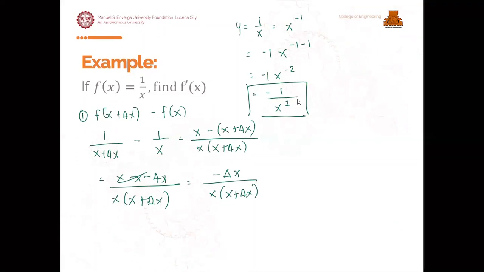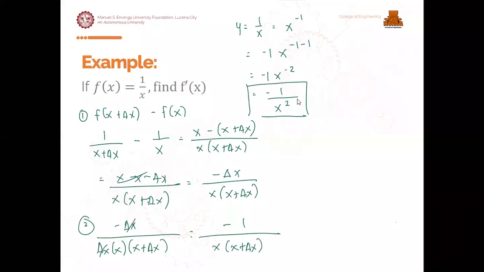Okay? Then sa step 2 natin, introduce lang natin si delta x sa denominator. So, over delta x, x plus delta x. So, cancel out. Is equals to negative 1 all over x times x plus delta x. Okay? Then, step 3 is lagay natin sa limit 1 over x plus delta x, as delta x approaching 0.